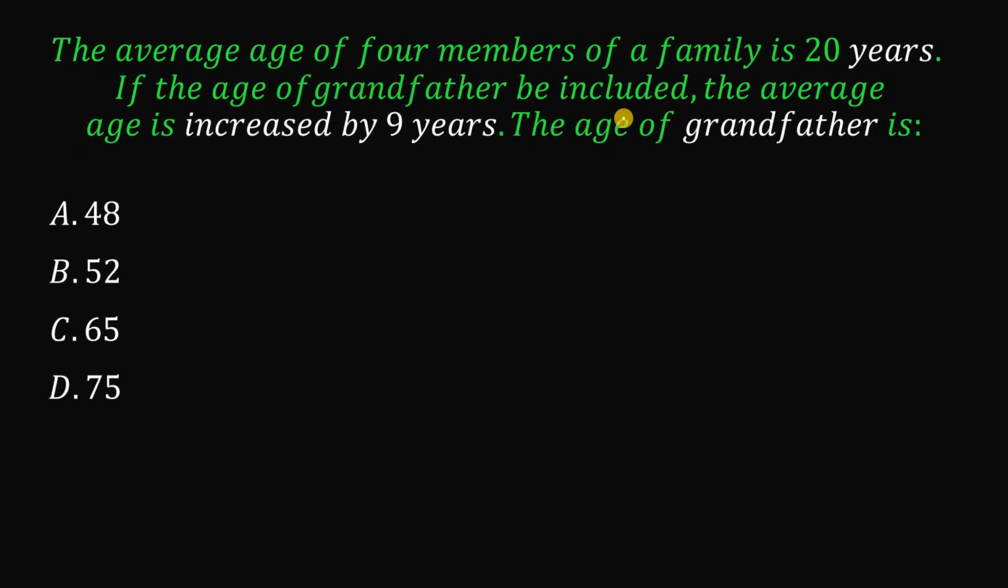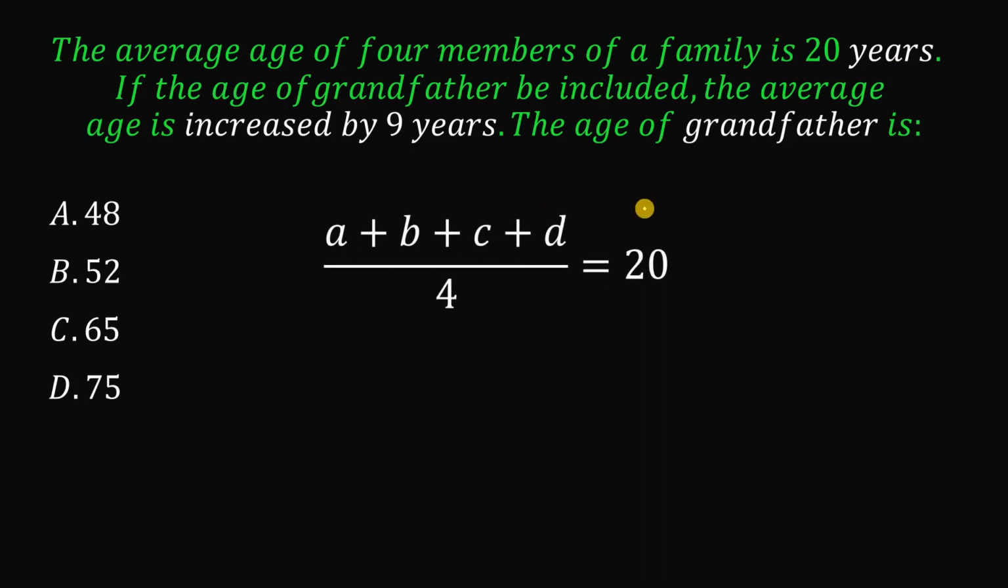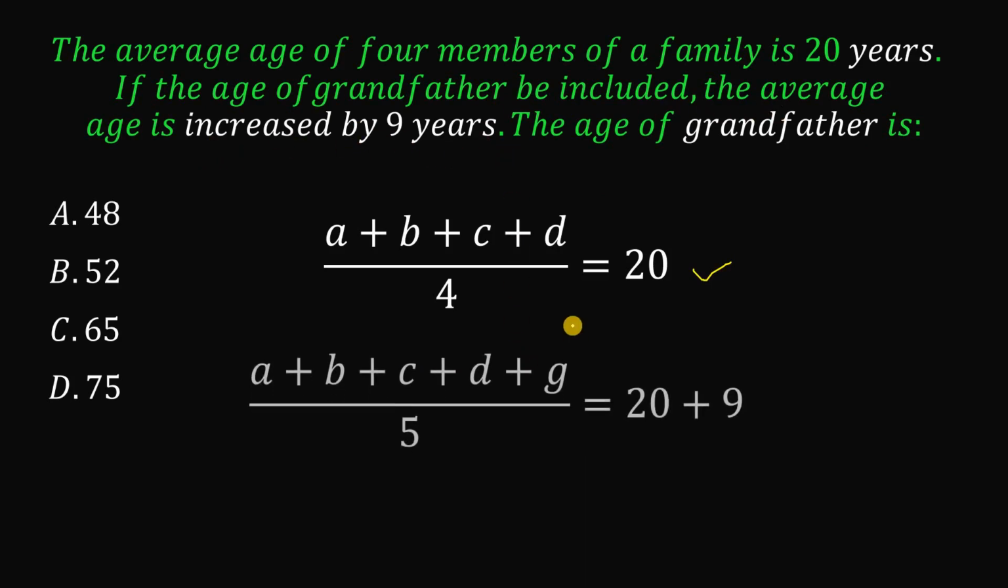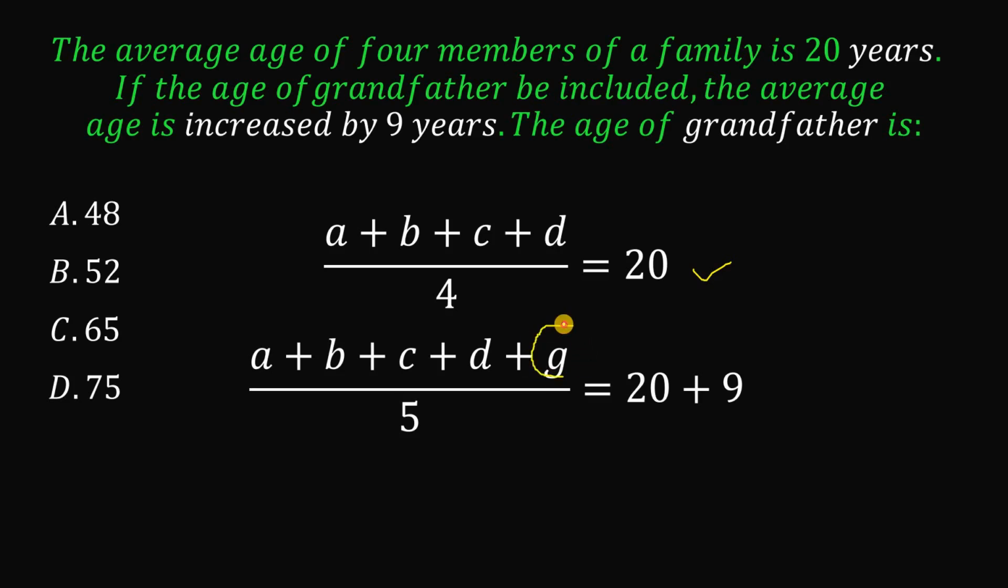So if we add the ages of the 4 members of the family, the average is 20 years. So we have here a plus b plus c plus d divided by 4. This is the average, simply equal to 20. Now the next sentence: if the age of the grandfather is included, the average age increases by 9 years. So if we add the age of the grandfather, let's call this g, then a plus b plus c plus d plus g divided by 5, because we have here 5 members, equals 20 plus 9, or increased by 9. Now using these two equations, we can solve for the value of g.